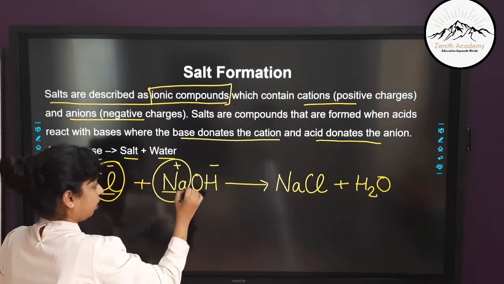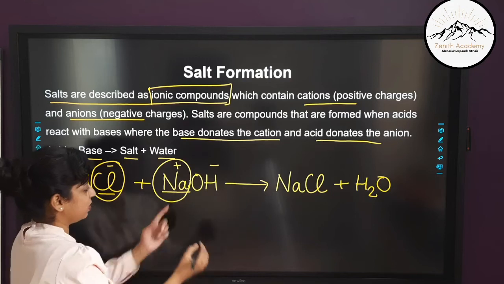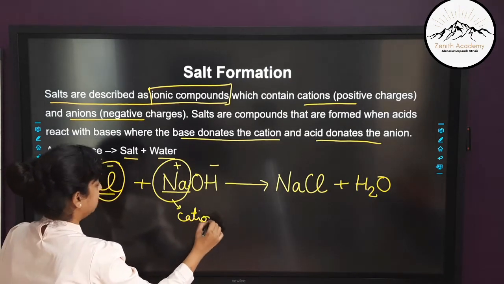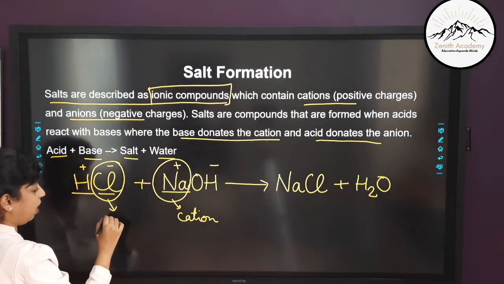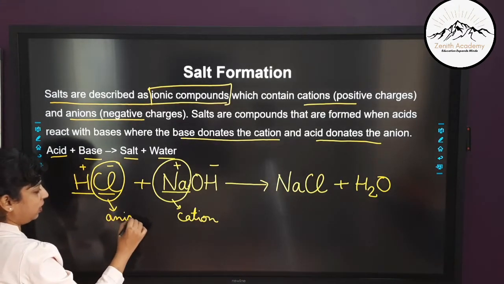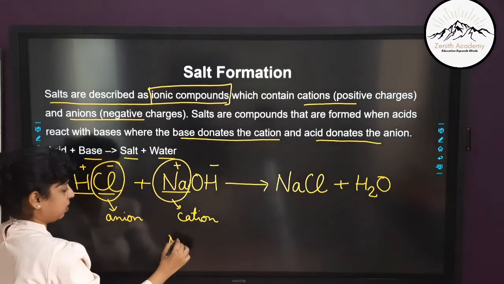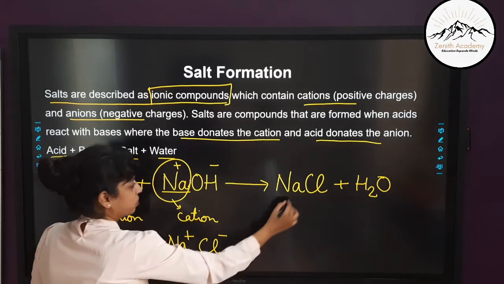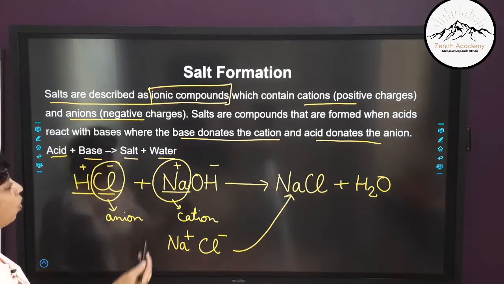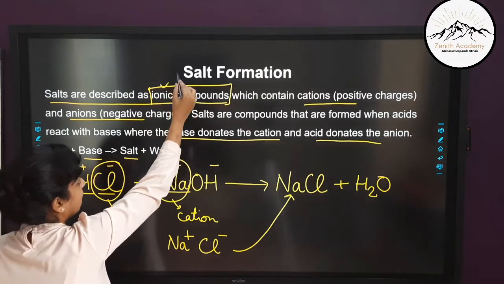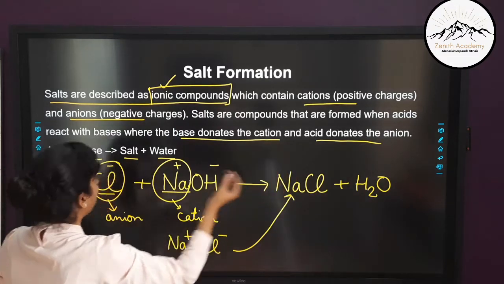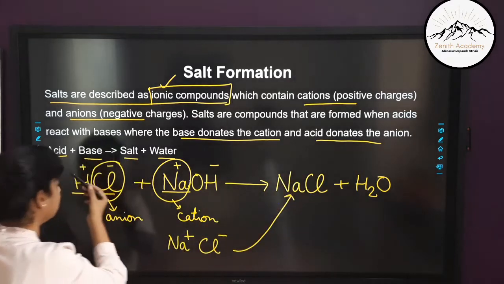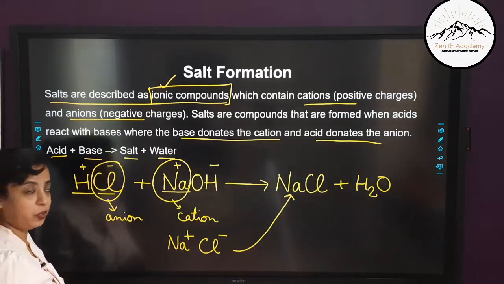So what is base donating? Base is donating a cation and acid is donating an anion. So when these ions, that is Na plus and Cl minus combine, it forms the salt sodium chloride. So what is salt? Salt is an ionic compound that is formed when acid reacts with base, where base donates the cation and acid donates the anion. So I hope this is clear to you.